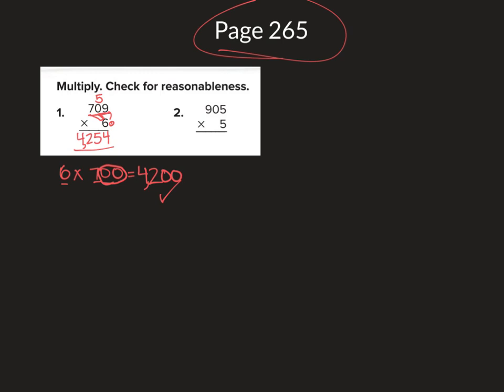All right, so here we have 5 times 5 is 25. 5 times 0 is 0, plus 2 is 2. 5 times 9 is 45. 4,525. So let's do our estimate. Keep 5 the same. 905 is going to go to 900. 5 times 9 is 45, 2 zeros. 4,500 is close to 4,525. Check.